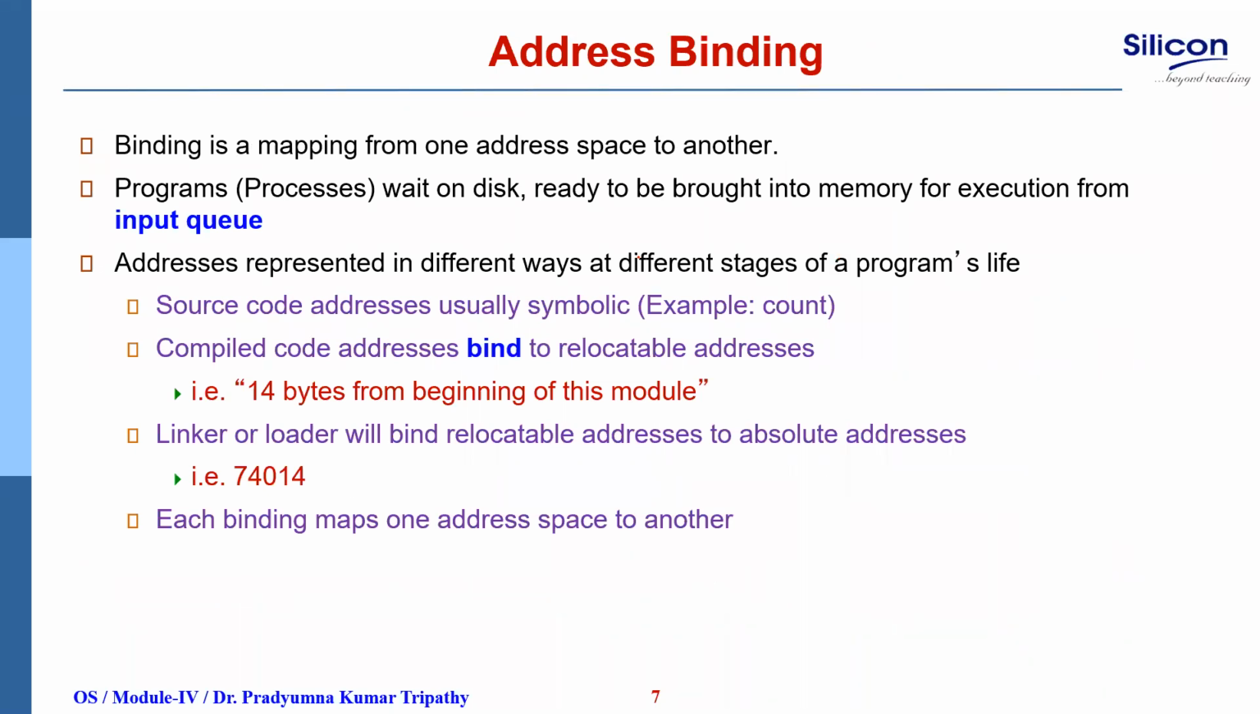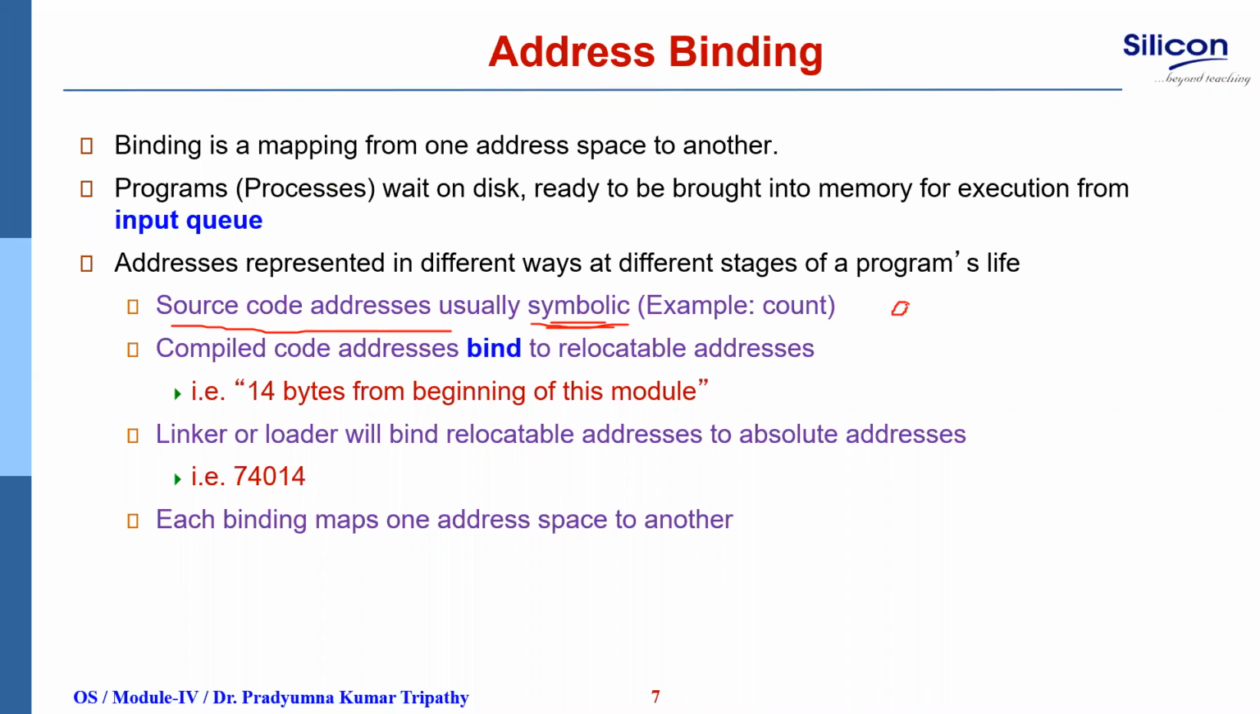So binding is a mapping from one address space to another. Address binding says that it is a mapping from one address space to another. The processes wait on disk, ready to be brought into memory for execution from the input queue. So the program which was on the disk is brought to memory for execution. Addresses are represented in different ways at different stages of a program. What are those? We write the source code actually. The source code addresses are usually symbolic. What do you write? A equals 10, or count, or number of students. These are symbolic in nature.